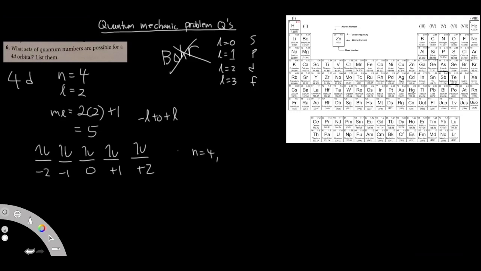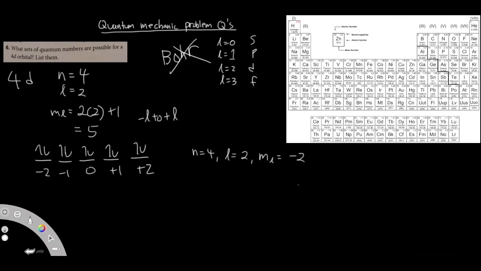That's not all. N could also equal, L could equal 2. These remain fixed because it's the 4D orbital, so that cannot change. What would our ML value be? Well, our ML value can be any of these. It can be all of them. So let's just start with one of them. Let's say it's negative 2.